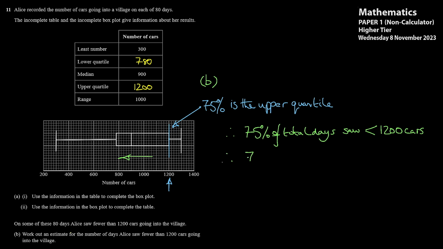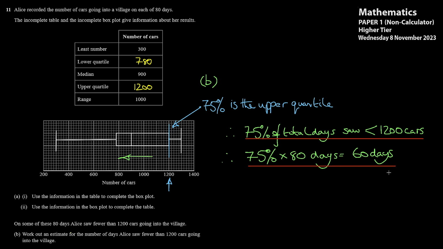So therefore, 75% of 80 days is equal to 60 days. So the conclusion is that on 60 days, the village saw fewer than 1,200 cars go through that village. And that's the answer they're looking for.